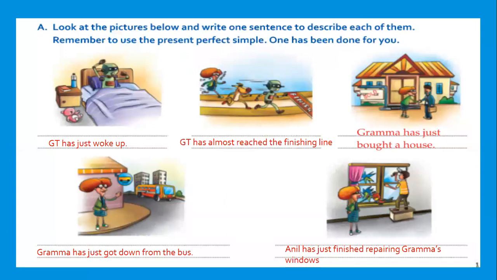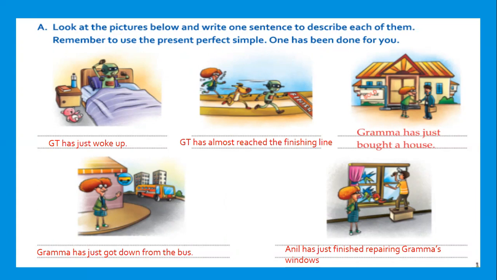Now, in your book, an exercise is given. Look at the pictures below and write one sentence to describe each of them. Remember to use present perfect simple. One has been done for you. So here the images are given and you have to make a sentence by watching the image. You can make sentences on your own also.